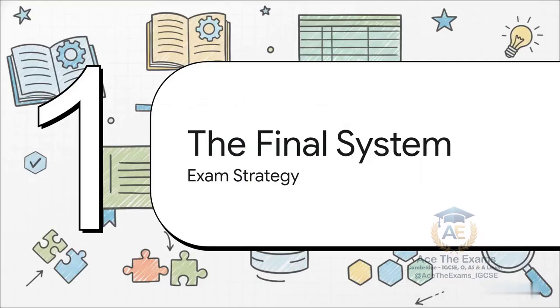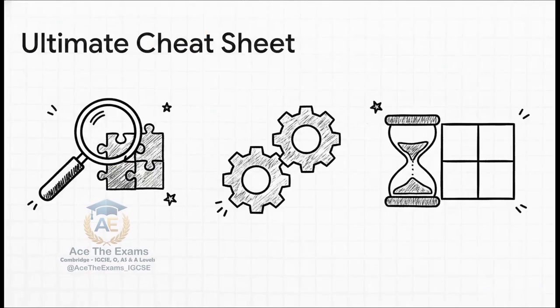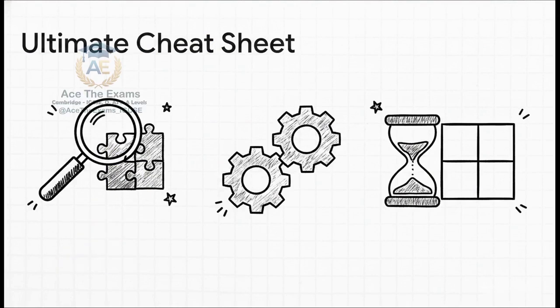Section 6, the final system. Let's consolidate everything into one foolproof exam strategy. Think of these 3 golden rules as your ultimate cheat sheet. Number 1, command word decoding. Before you write a single, solitary word, identify exactly what cognitive domain the question is targeting. Don't evaluate if it says describe.